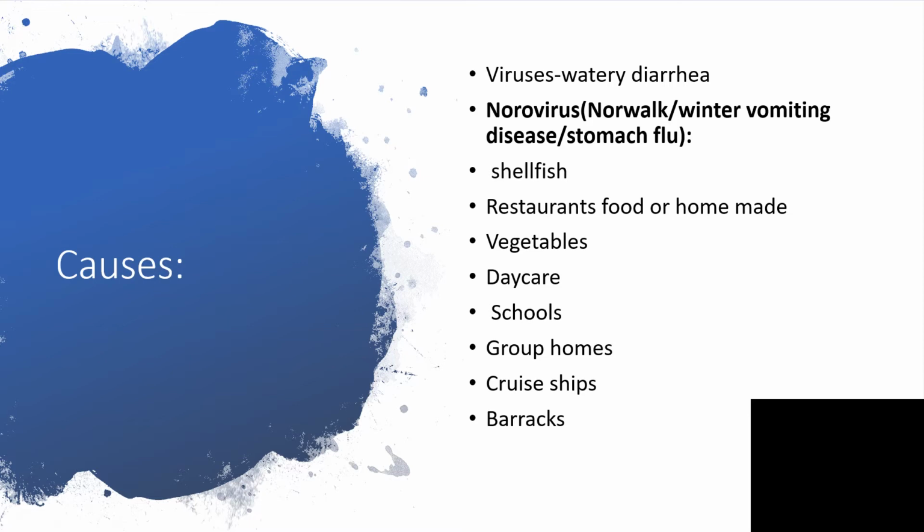Prominent among the viruses that could be involved here will be norovirus, sometimes called Norwalk because it was detected in Norwalk, a community in Ohio State. It's sometimes referred to as winter vomiting disease or stomach flu because it's very common in winter times. It could be acquired through ingestion of contaminated shellfish or through restaurant food or sometimes even homemade food.